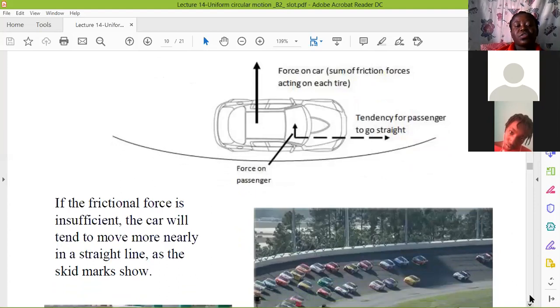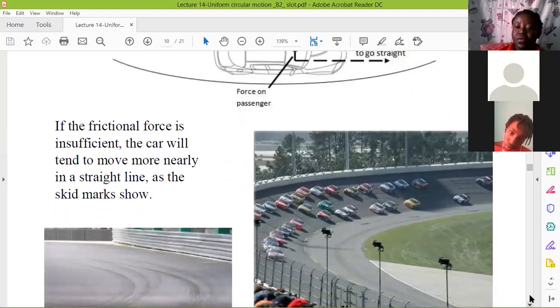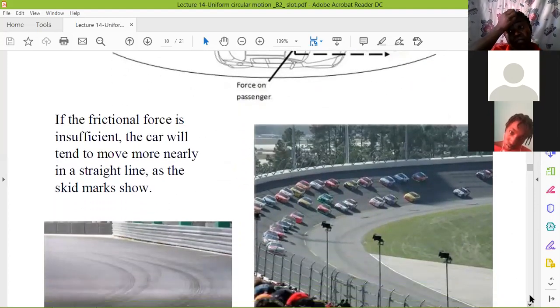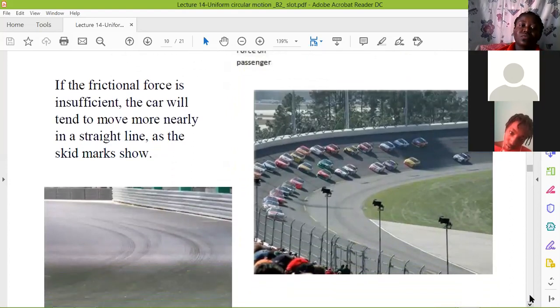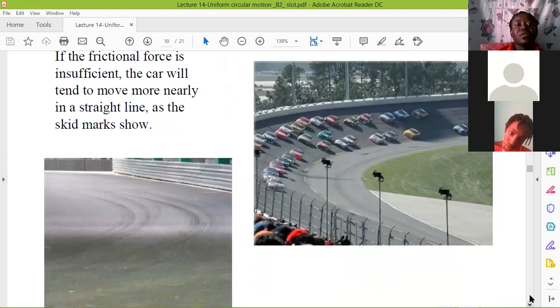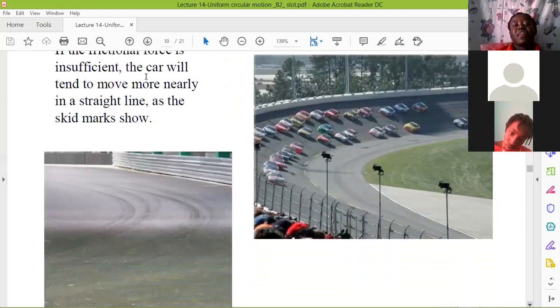If the frictional force is insufficient, if there is not enough force, remember the force on the tire from the road is due to the frictional force, then the car will tend to move more nearly in a straight line, as the skidding marks show there.